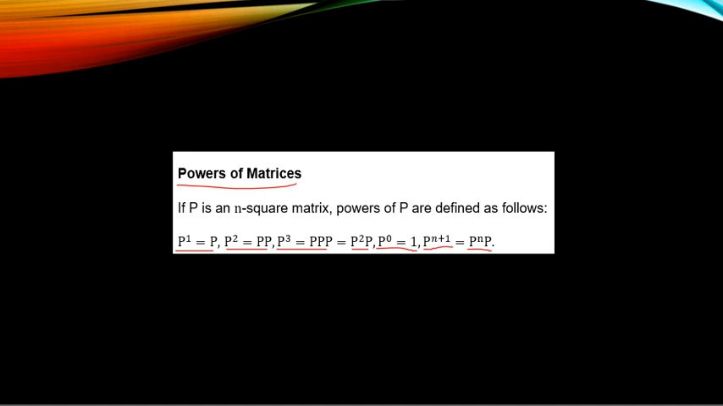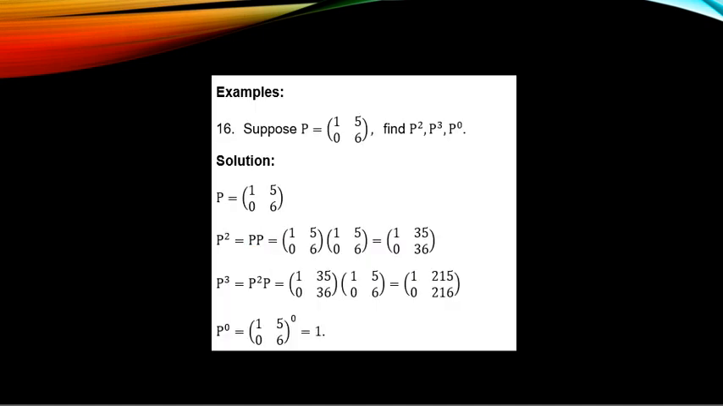Let's go straight to examples. Suppose P is equal to this matrix. It's a 2 by 2 matrix. The first row is 1, 5, second row 0, 6. You should find P square, P cube, and P power 0. What we do in power most of the time is multiplication, except when the power is 0.